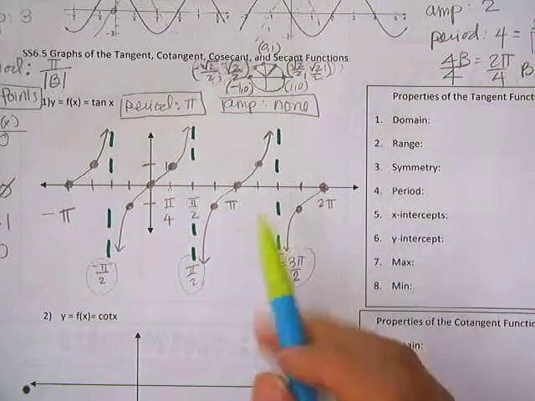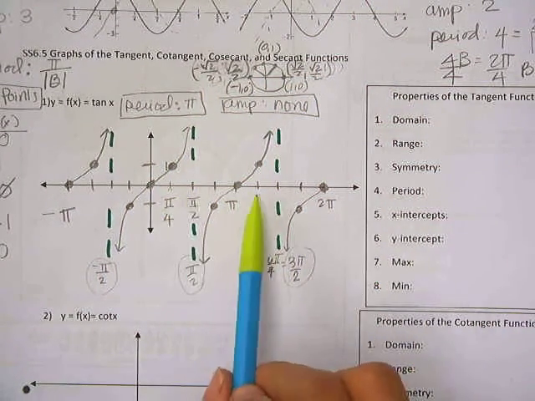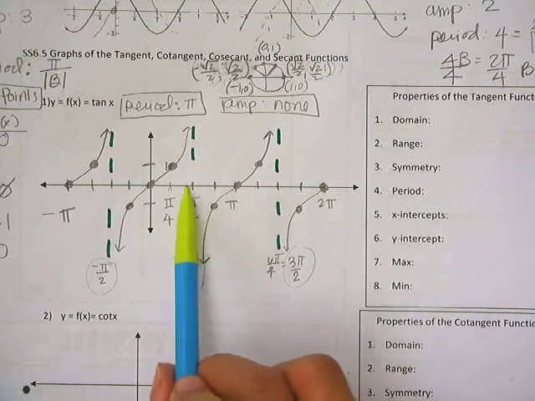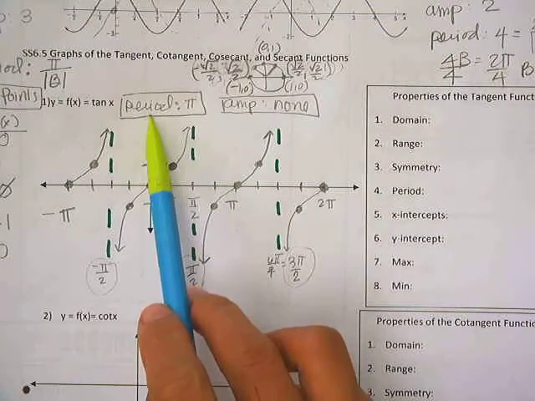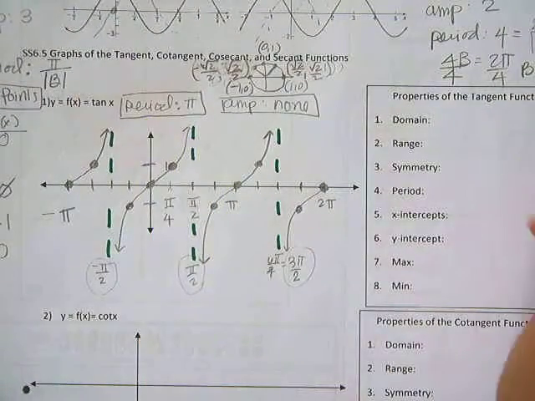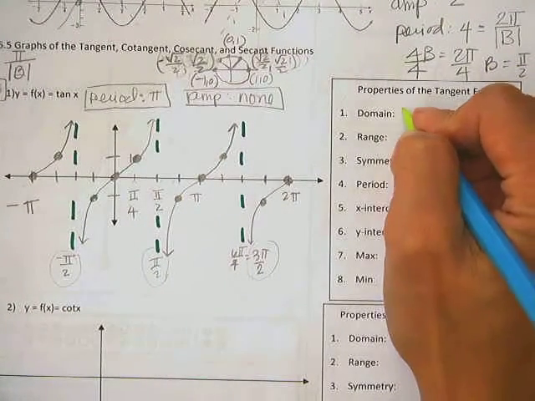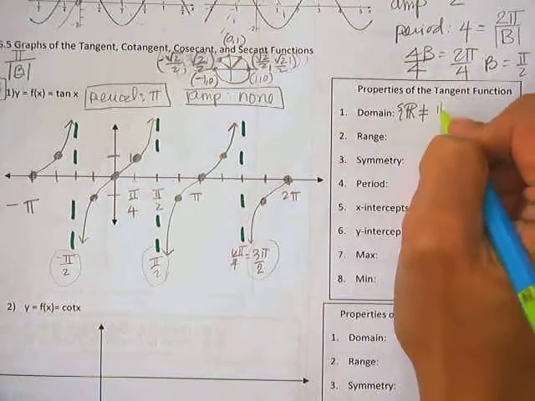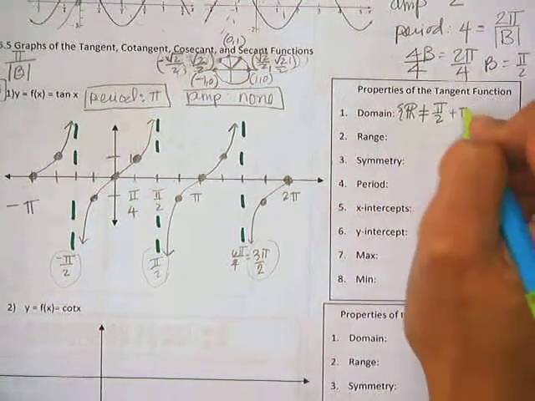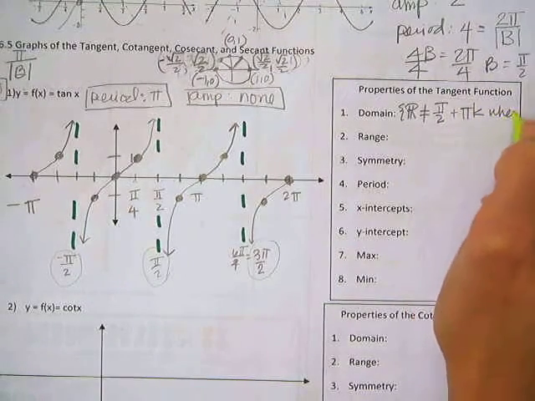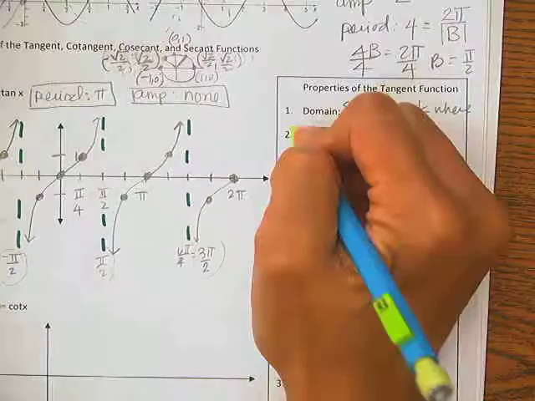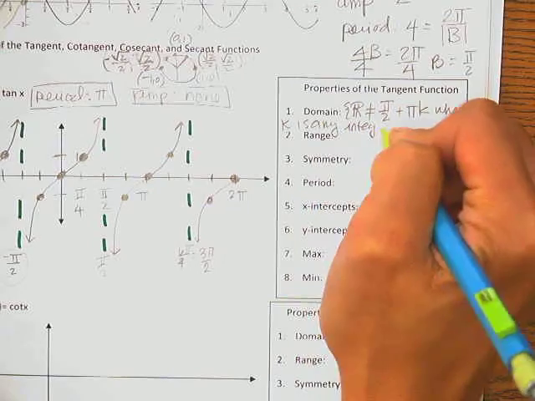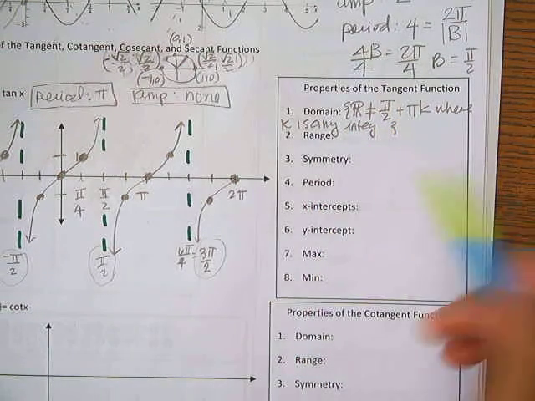Well, let's look at the distance from one asymptote to another. Would you agree that there are 4 equal intervals in between? 4 equal intervals equals a period. So that's what I'm going to exclude. Domain is going to be all real numbers, not including pi over 2 plus pi k, where k is any integer. And of course, I'm going to test that out.